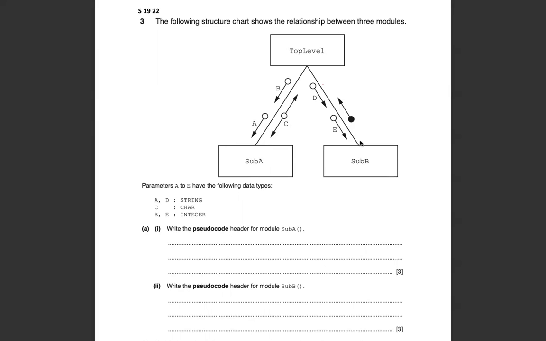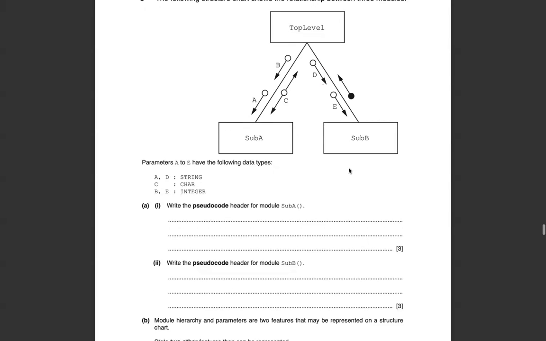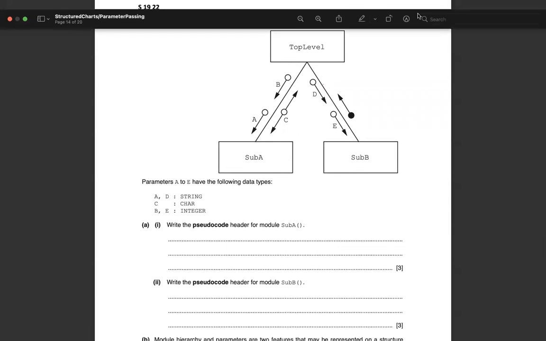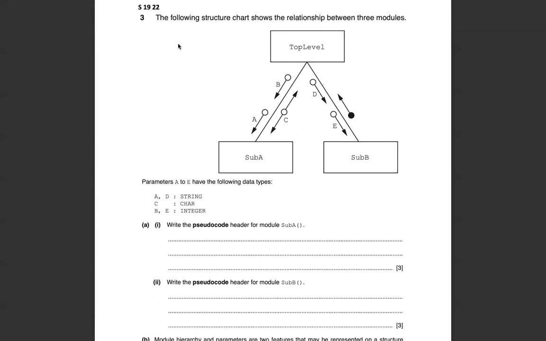This is interesting because if C is being updated, that means the parameter is supposed to be passed by ref. On the other hand, this subroutine is actually returning a value, so this is most definitely a function. Let's look at how to write the headers for this one. Let's look at sub A first. It should be a procedure.